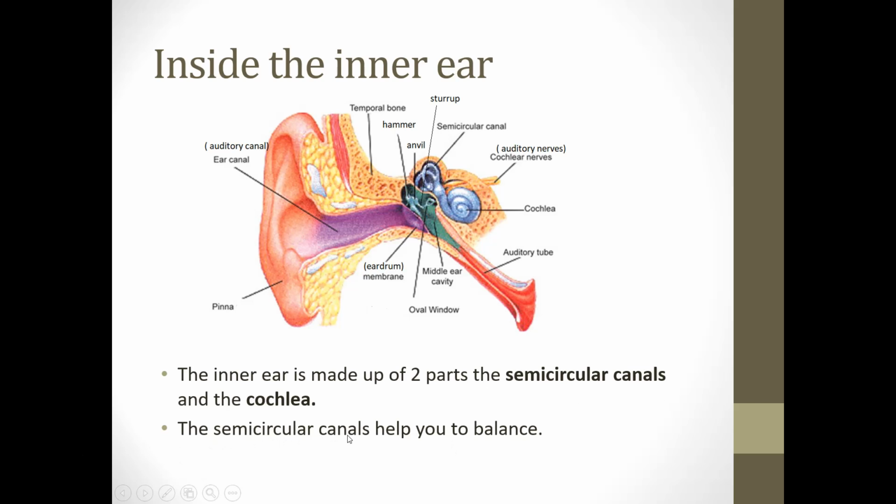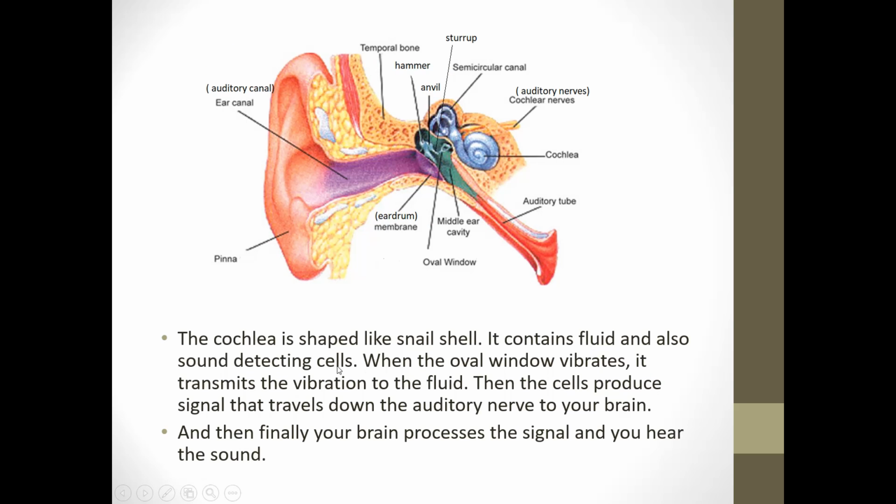The semicircular canals help you to balance. The role of the semicircular canals is to help you balance your body. But what is the role of the cochlea? The cochlea is shaped like a snail shell, this one. It contains fluid and also sound detecting cells. When the oval window vibrates, it transmits the vibration to the fluid. Then the cells produce signals that travel down the auditory nerve to your brain.